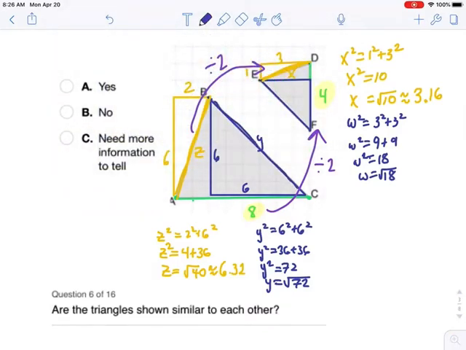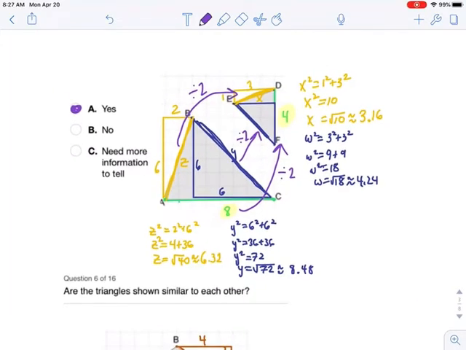This side right here I called Y, and again I used the Pythagorean theorem to find these side lengths. A squared plus B squared equals C squared. The square root of 72 is about 8.48. And over here I called this side W. The square root of 18 was 4.24, which again, divide by 2. So the triangles are oriented differently, but all the corresponding side lengths are proportional, so they are similar. So that's how that works.